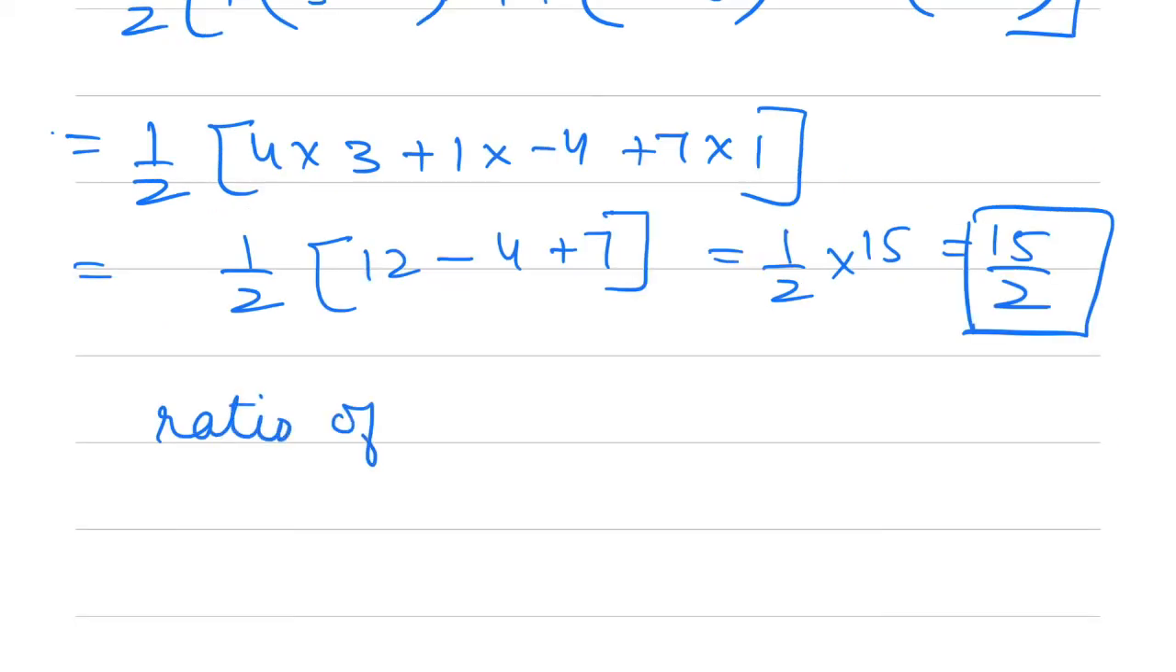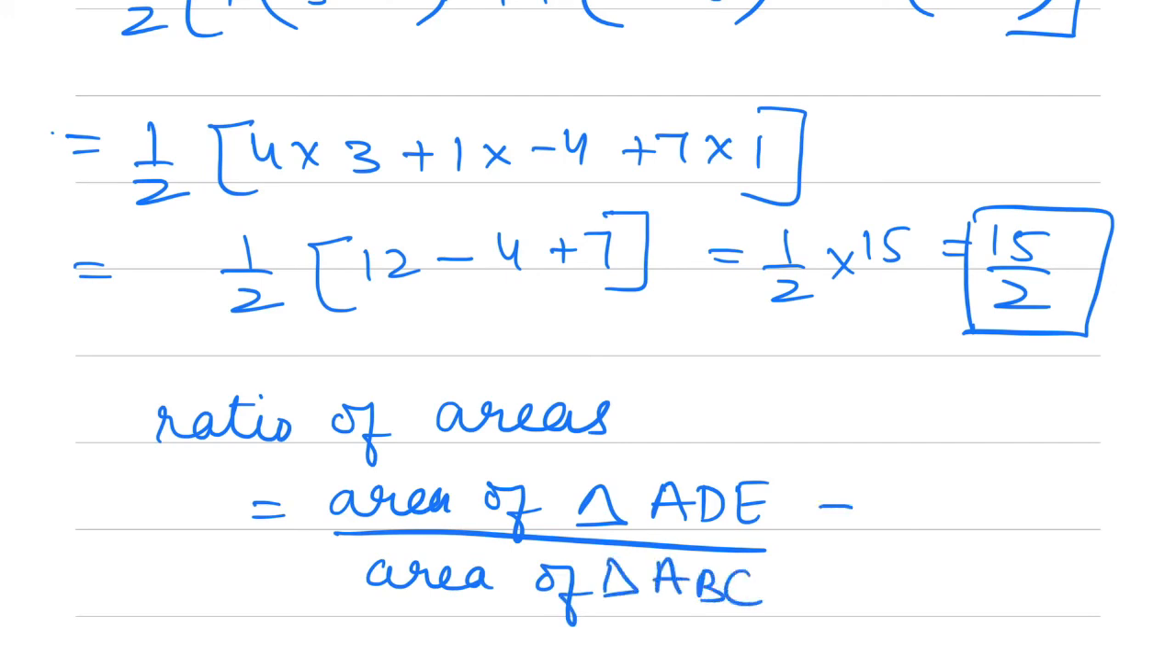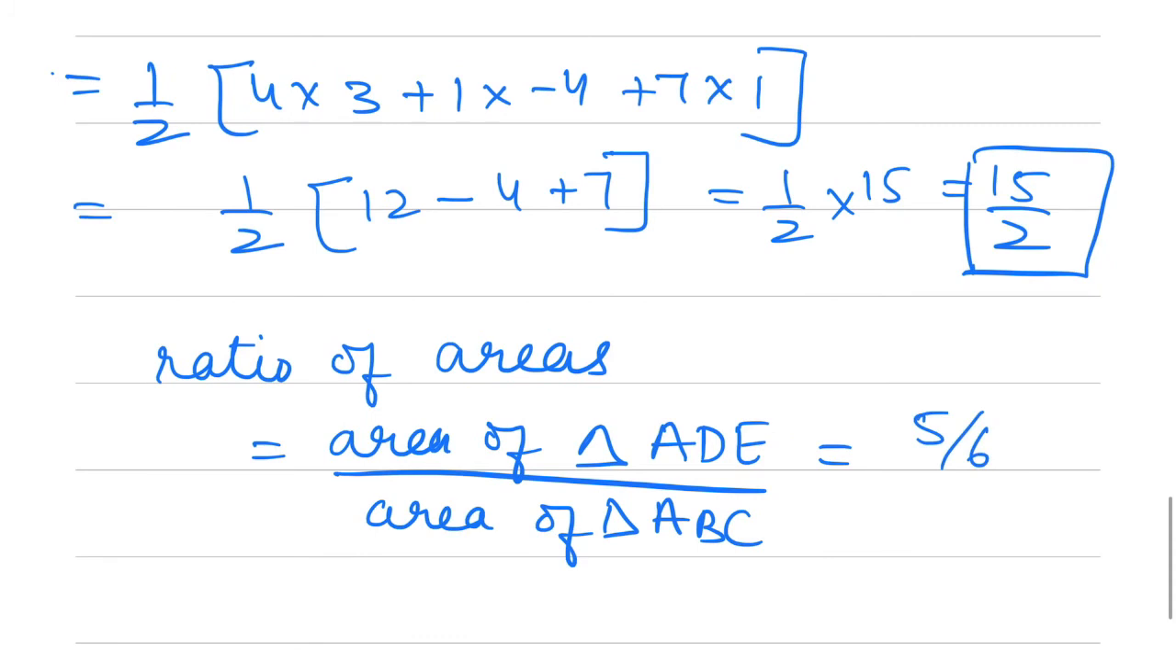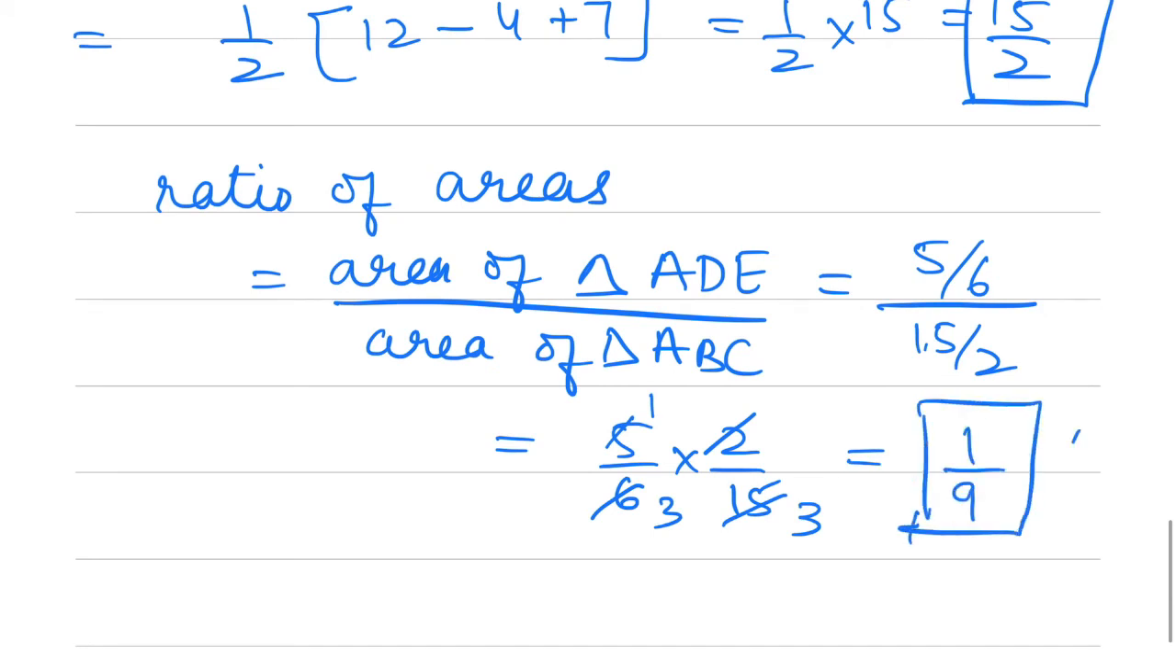Ratio of areas is equal to area of triangle ADE by area of triangle ABC. This is equal to 5 by 6 divided by 15 by 2. So this is equal to 5 by 6 into 2 by 15, and cancelling, this is equal to 1 by 9. Answer.